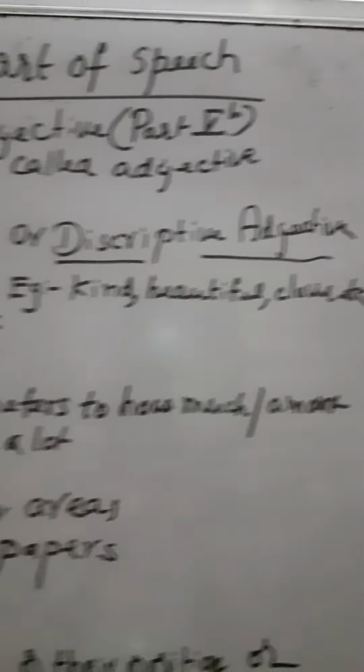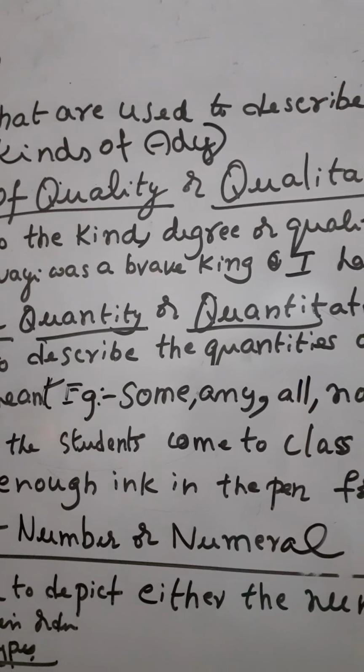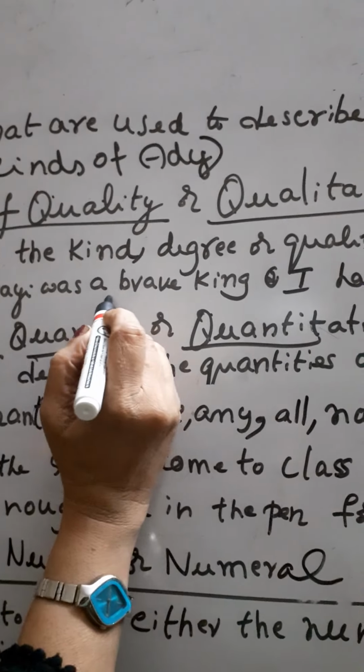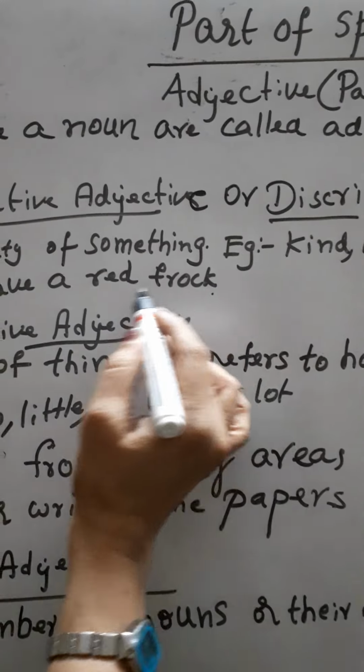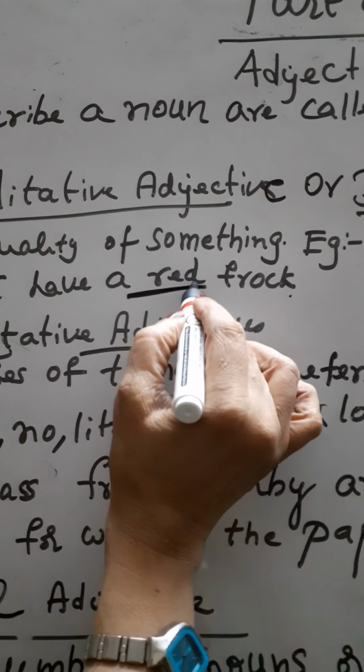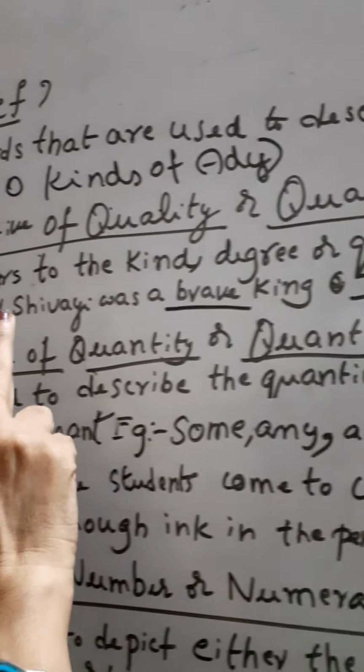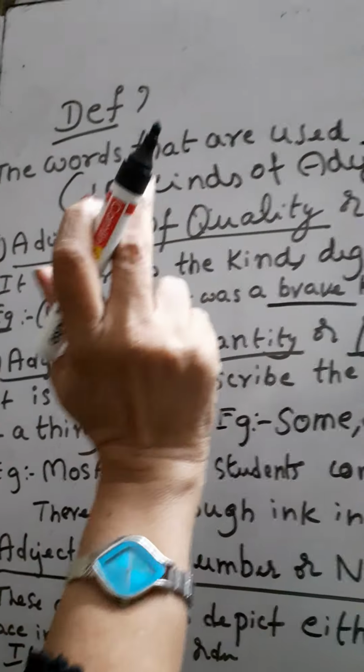Example: Lord Shivaji was a brave king. Here, how was the king? Brave. I have a red frock. Red. These are the adjectives of quality.